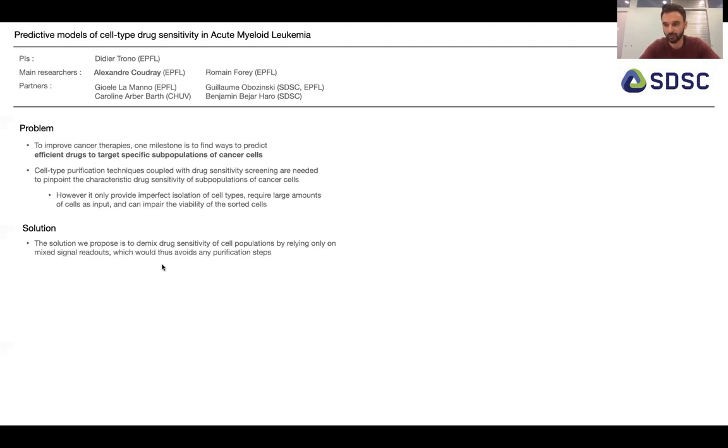So the solution we propose is to demix drug sensitivity of cell population through a machine learning framework, and therefore we can avoid any purification step and reduce the costs, and maybe also improve the accuracy.